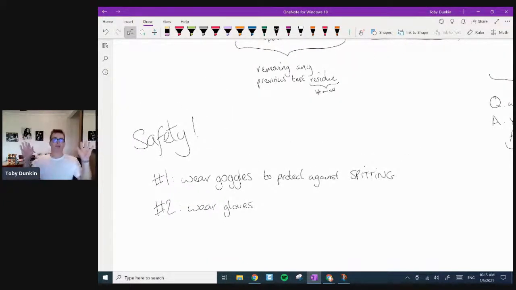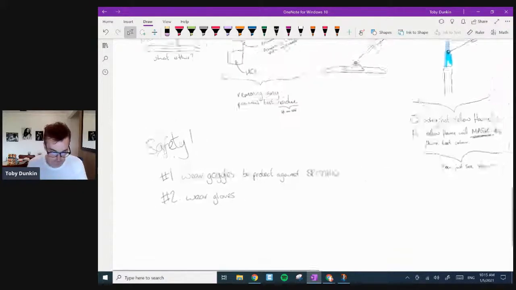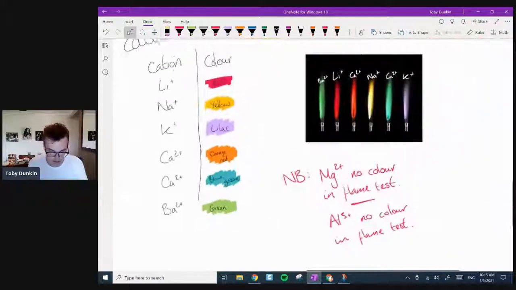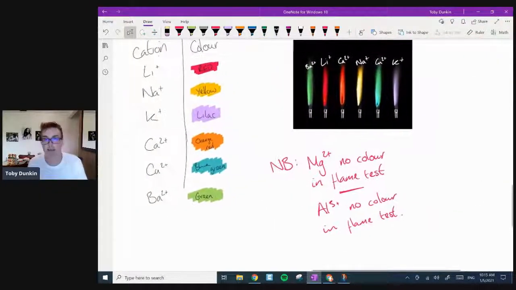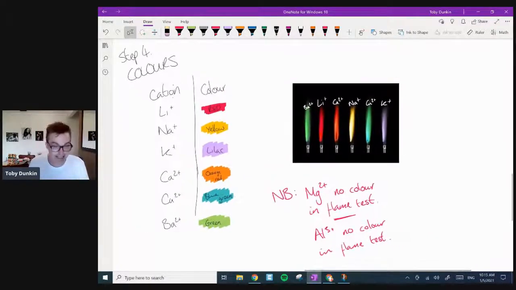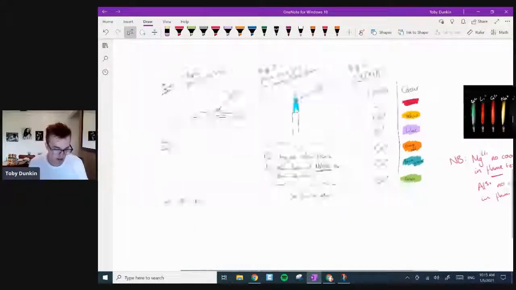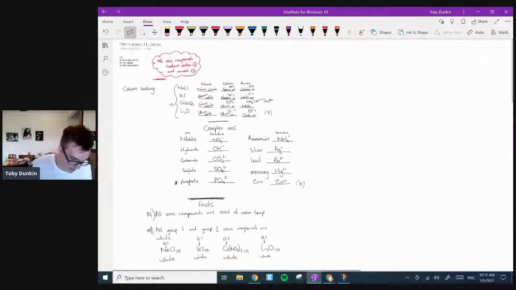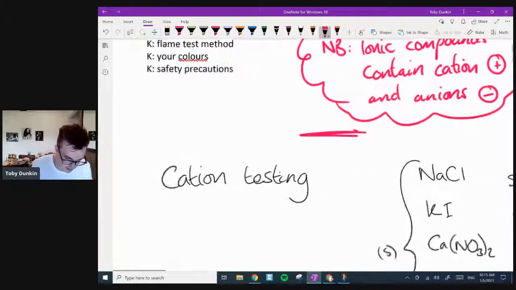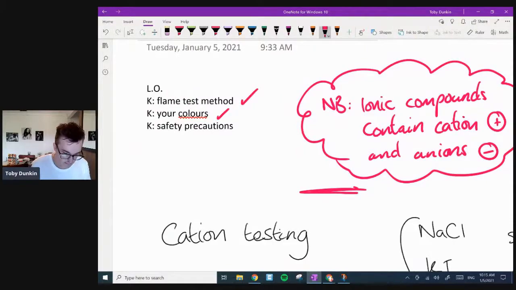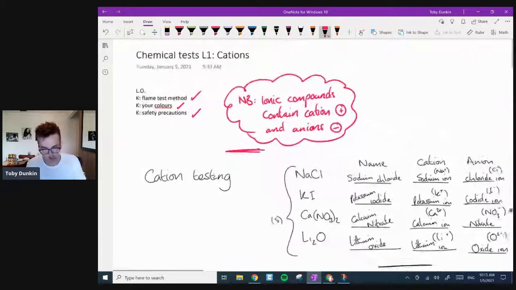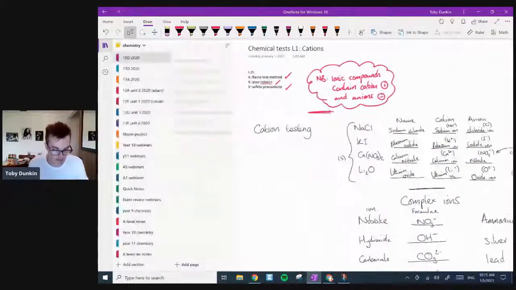And that brings us to the end of this lesson. And those are all the colors that you need. By the way, iron doesn't give a flame color as an ion, remember, as an ion. I'm going to finish that off just looking at my learning objectives, just to tick them off. Flame test method, your colors, and your safety precautions. I think we're okay with that today. So that boxes off flame test.